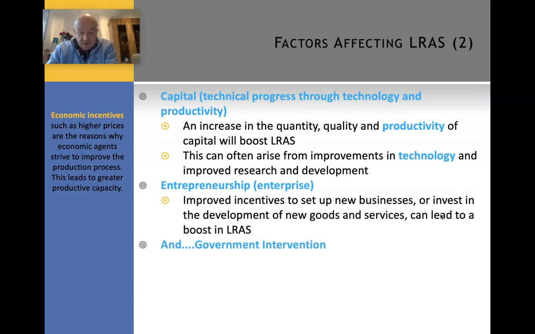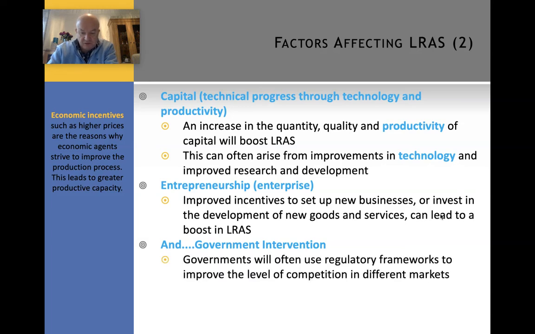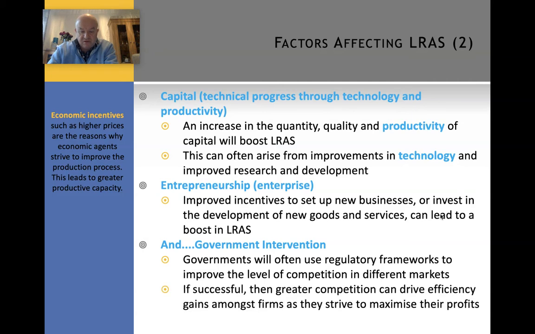And the last one is clearly government intervention. Now, obviously in the free market, we don't necessarily believe in government intervention, but we can also see that in a mixed economy like the UK is, we've got a situation where the government might use regulatory frameworks to improve competition levels in different markets, and that clearly is going to have an effect on long run aggregate supply.